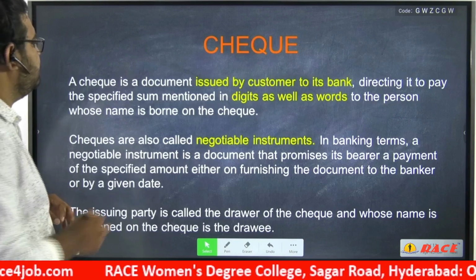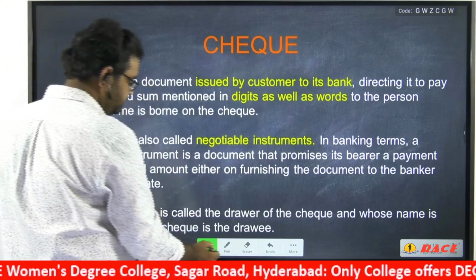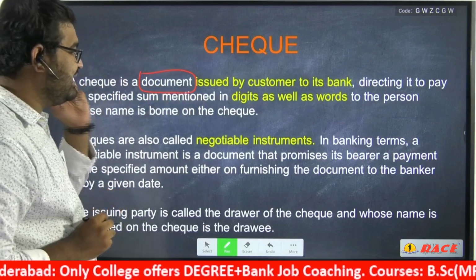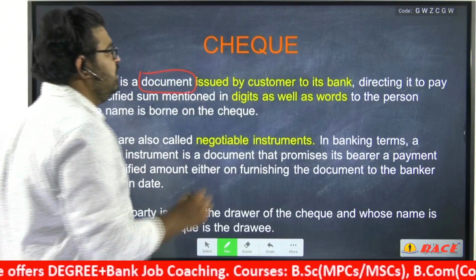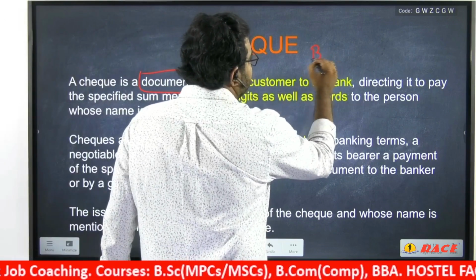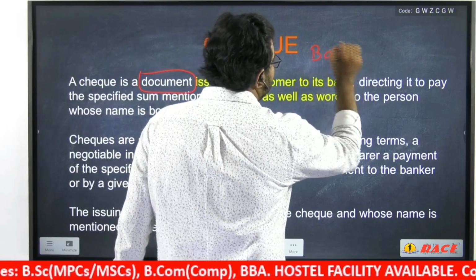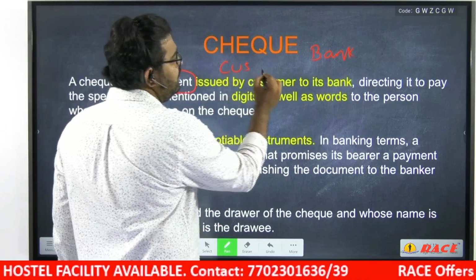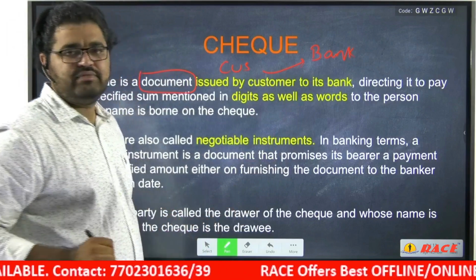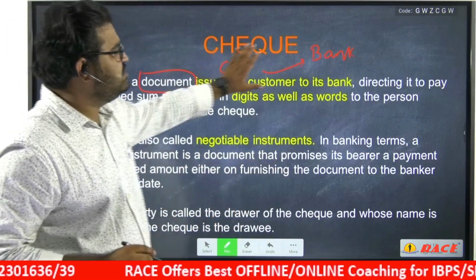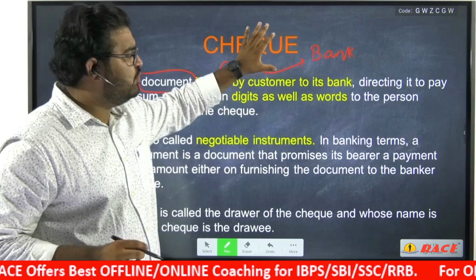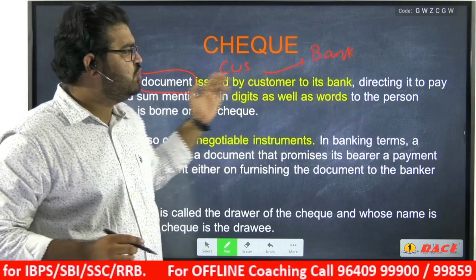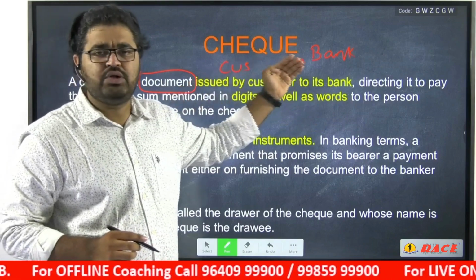A check is a document. Check is a document issued by the customer to its bank. So, in order to understand check, first we have to know the relationship between customer and bank. Customer used to deposit his money with the bank. Now, customer's money is with the bank. Whenever he wants to withdraw the money, he has a good number of options, like through ATM, or through check. Check is one of the options to withdraw his money.